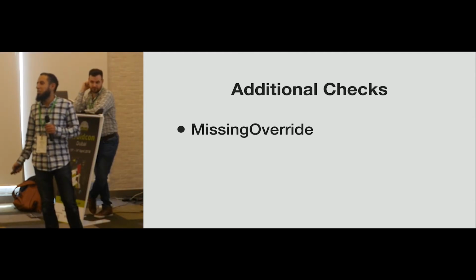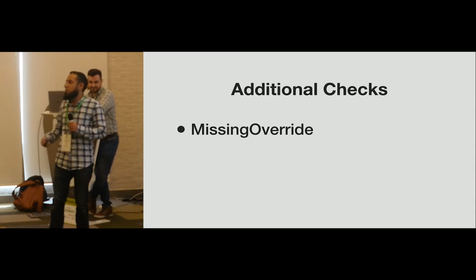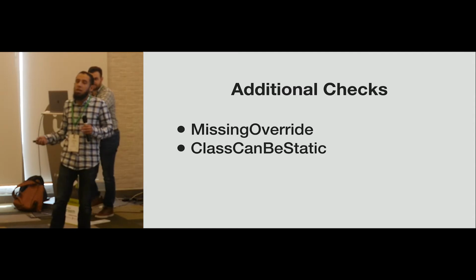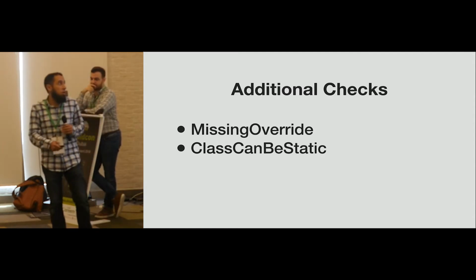Error Prone has a bunch of additional checks to highlight some missing overrides. This one gets on my nerves, actually, when someone overrides a method but doesn't mark it as override, so you don't actually know, so you rename the method and then things break suddenly. And that's why in Kotlin you actually have to put the override keyword.